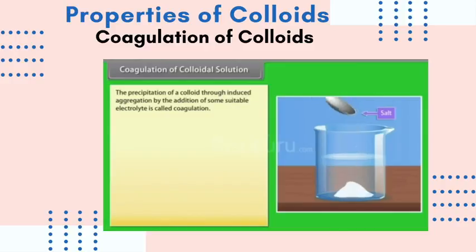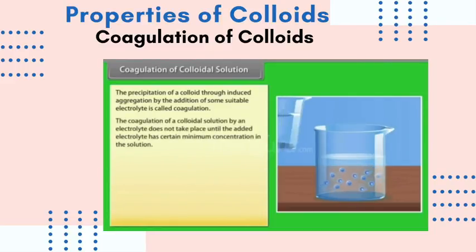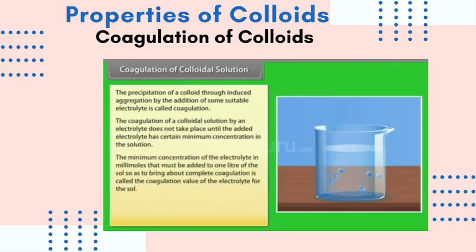The next property is coagulation of colloids. The precipitation of a colloid through induced aggregation by the addition of some suitable electrolyte is called coagulation. The coagulation of a colloidal solution by an electrolyte does not take place until the added electrolyte has a certain minimum concentration in the solution. The minimum concentration of the electrolyte in millimoles that must be added to 1 liter of the sol so as to bring about complete coagulation is called coagulation value of the electrolyte for the sol.